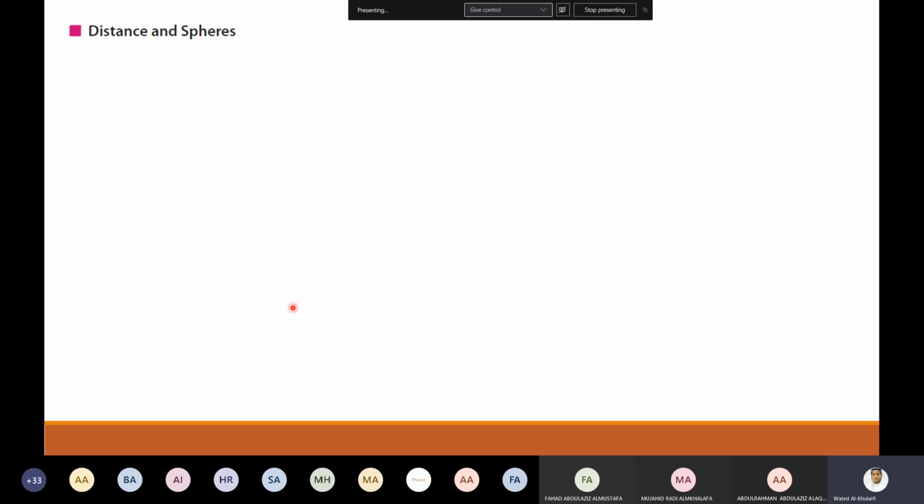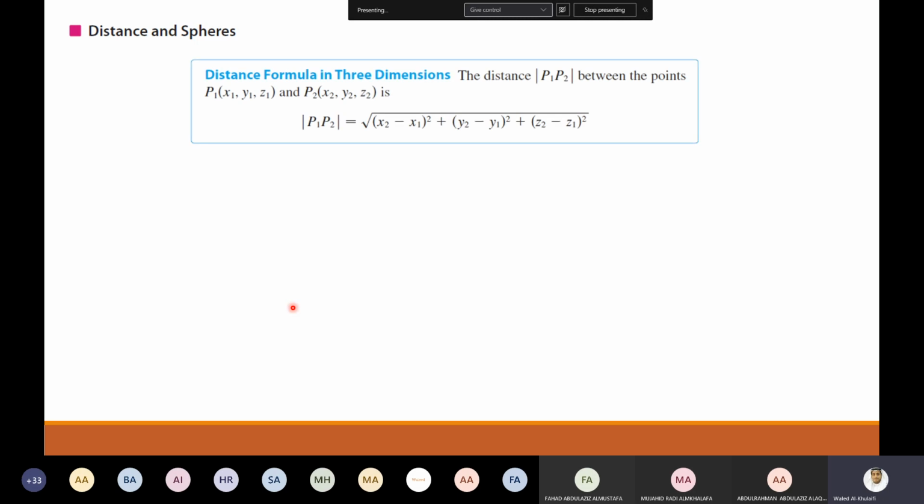section is about distance and spheres. Can we find the distance between 2 points in a 3-dimensional space, like what we can do in 2-dimensional space? The answer is yes. And this is the formula for the distance in 3-dimensional space. So if you have 2 points, x1, y1, z1, and another point p2, which is x2, y2, z2, you want to find the distance between these 2 points.